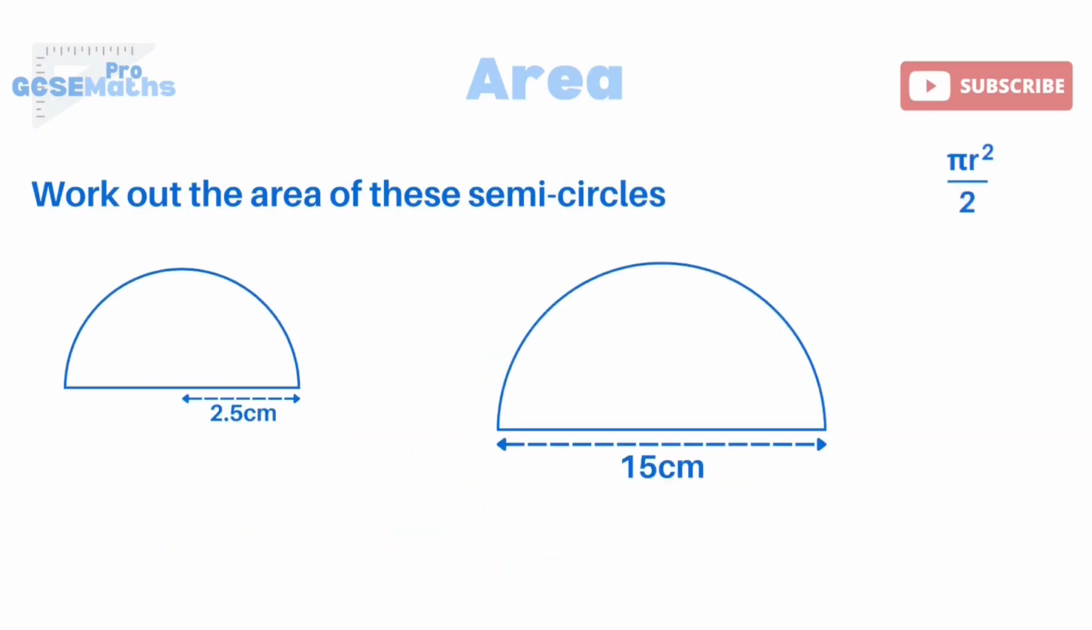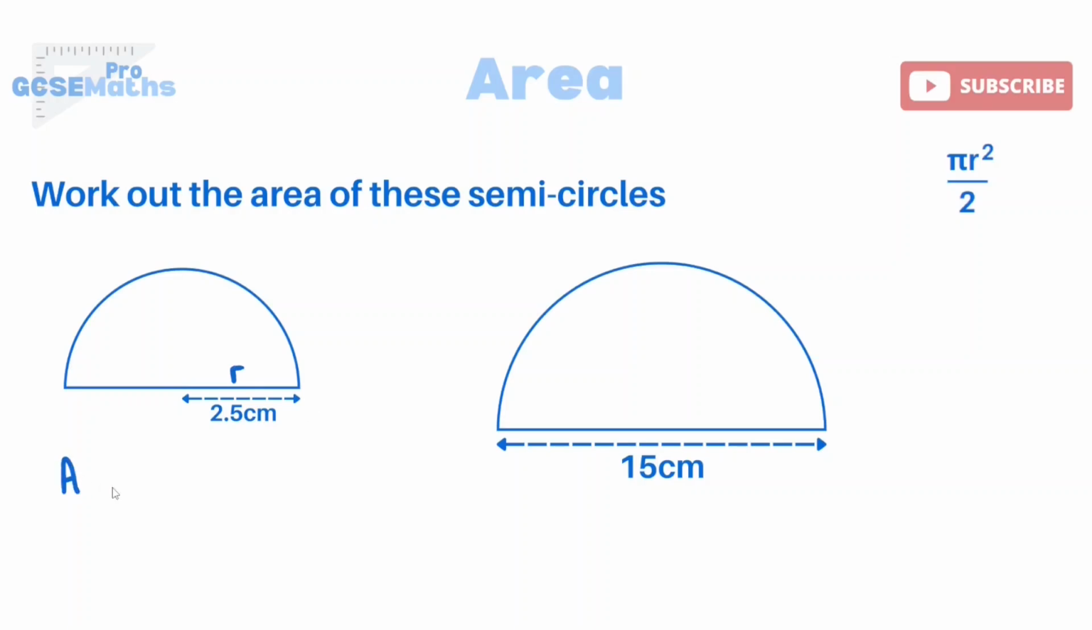Now we're going to move on to semicircles. It's, again, very repetitive. We're going to be working out the whole circle and then just halving it, because a semicircle is literally just half of a whole circle. So it's the same formula, you just have to remember to divide it by 2 at the end. So for this first one, you can see I've been given 2.5. That's the radius, isn't it? Because we've gone from the middle to the circumference. So I know that that is the radius.